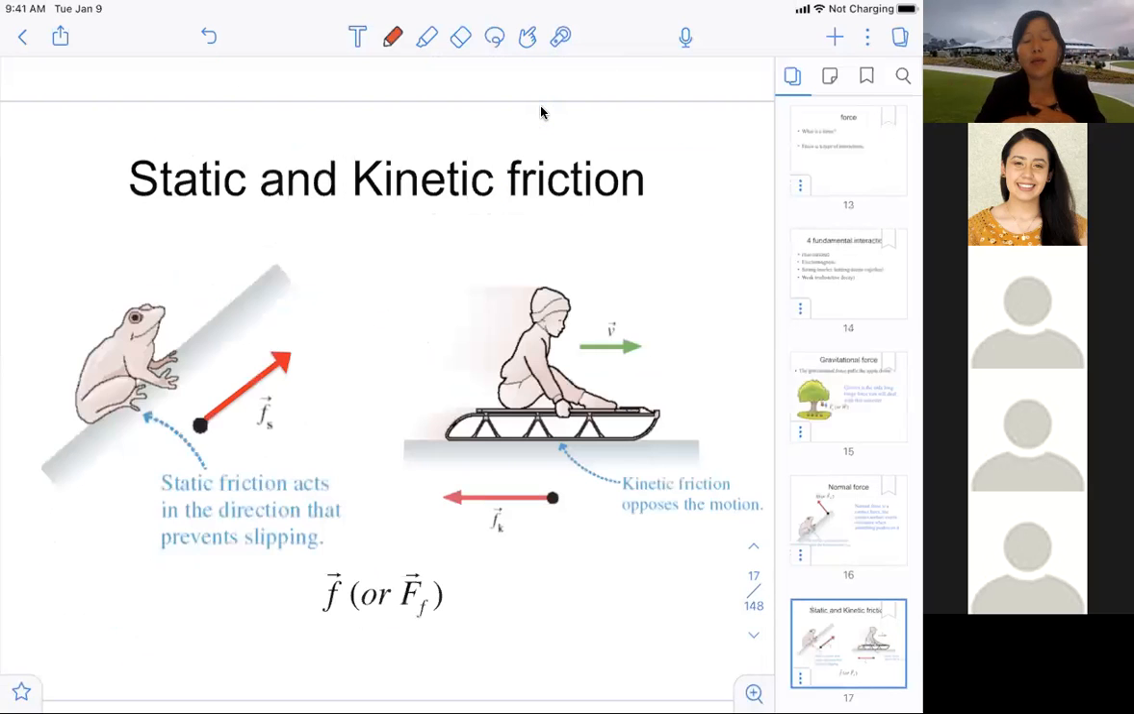The third type is friction. There are two kinds of friction. One is static friction. So static friction really just prevents slipping. So again, the frog is sitting at rest on the surface. If your surface lacks friction, which means it's very slippery, the frog will slide down, right? But it's not sliding down. So to prevent slipping, there must be a friction pointing upward along the surface.